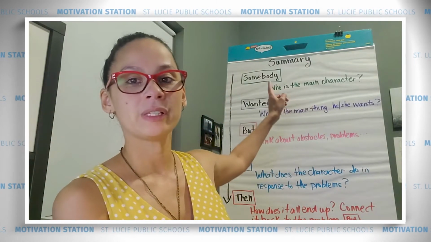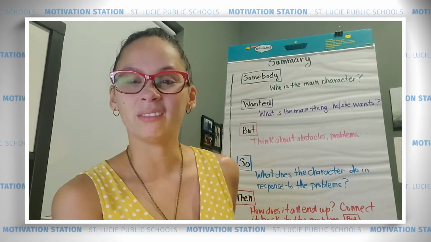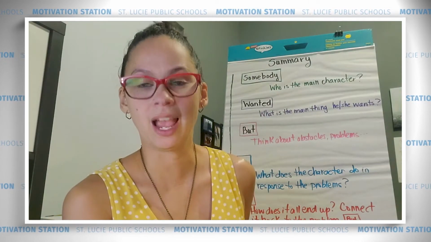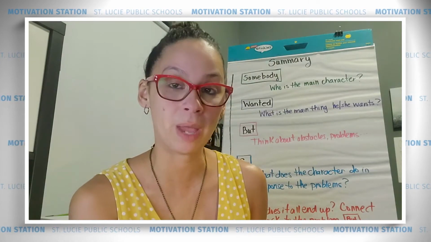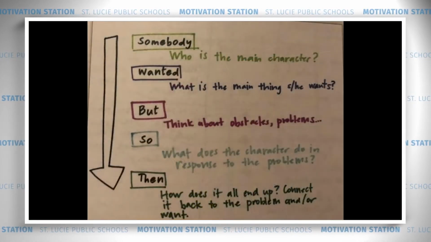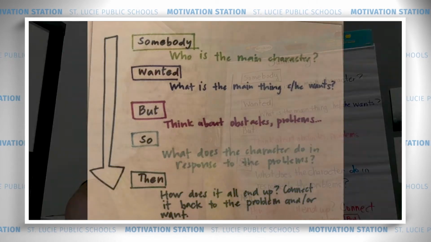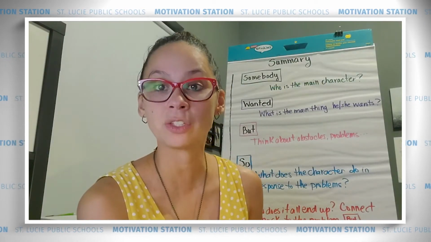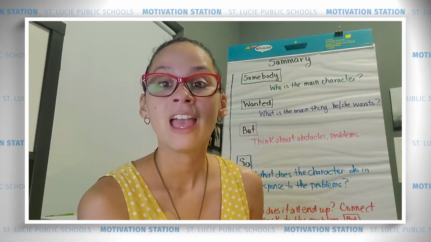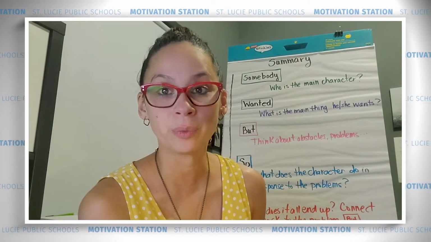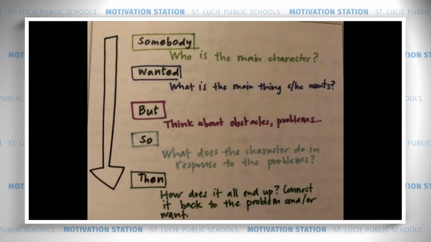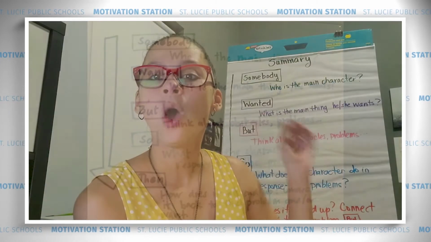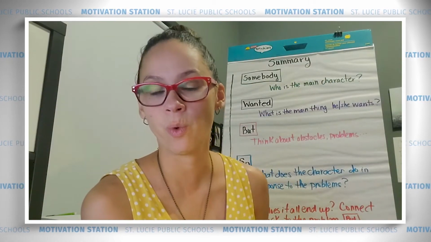So we have here, Somebody Wanted But So Then. Each one of these boxes has a question that is going to help you write a summary. So who is the main character? When you start reading a literature or fictional text, you always have to find the main character. That's what you're going to be writing about when you're writing your summary. Then we have, what is the main thing that he or she wants? What does the main character want?